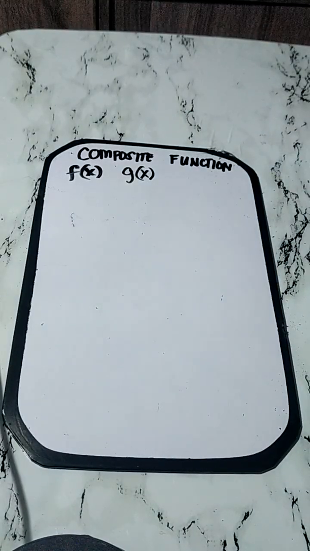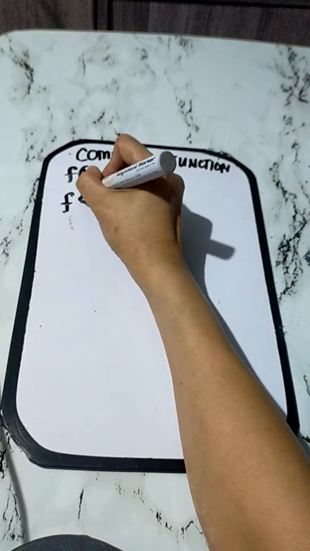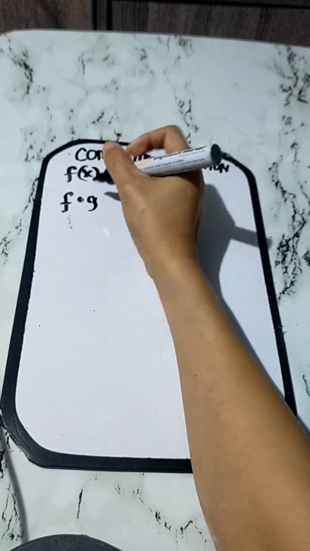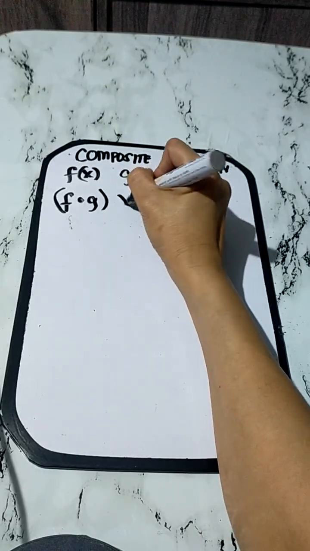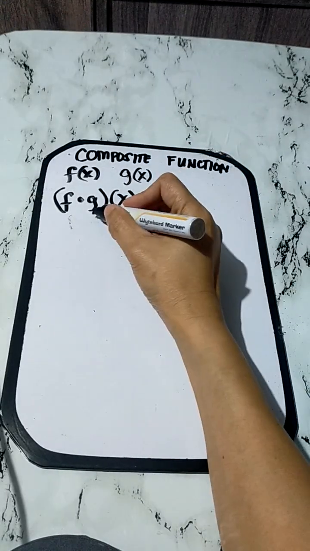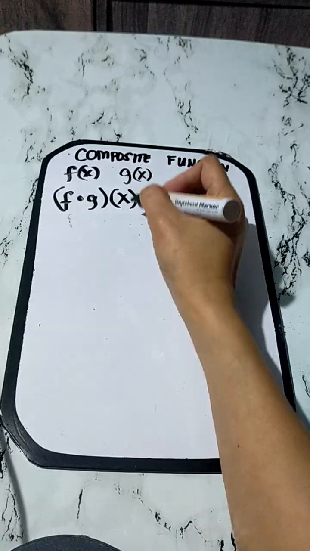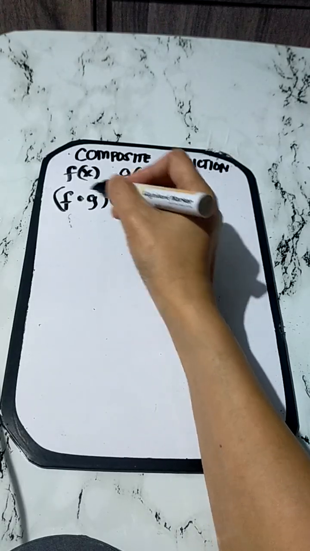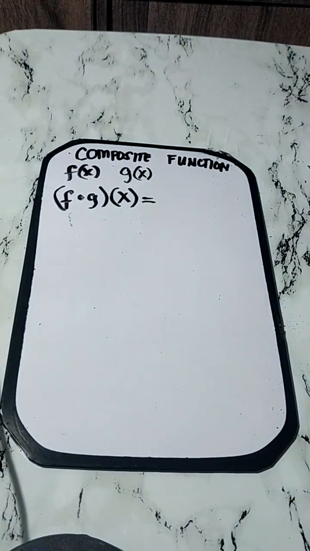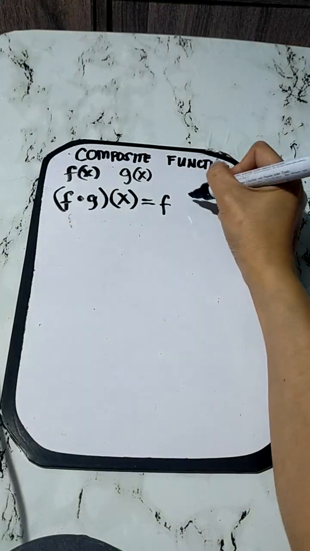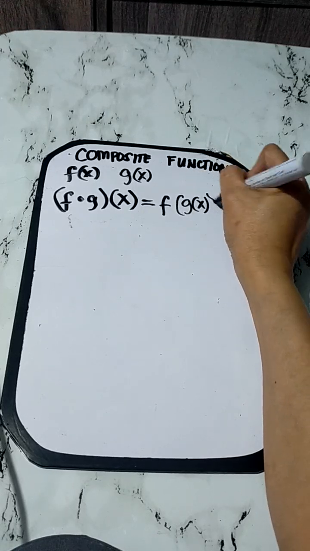The composite function is denoted by f with a small circle. How do we read this? F composed of g of x. We have the output g of x, and we input that output into f of x. This would be our composite function, where the domain is g of x.